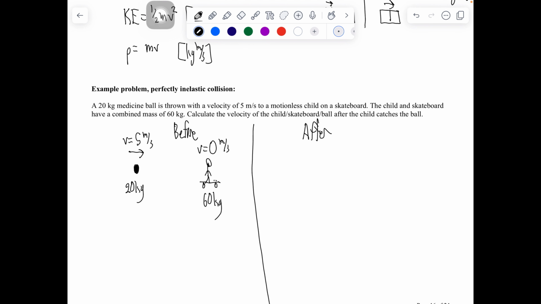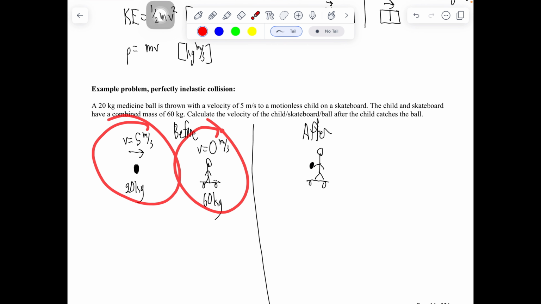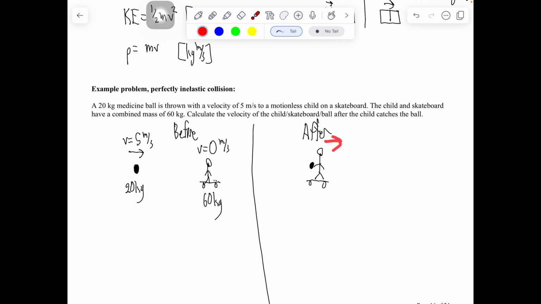In our after picture, we say the child catches the ball. We want to calculate the velocity of all of them, the child, skateboard, and ball, after the child catches the ball. Well, what does this mean? Afterwards, we don't have two separate objects anymore. Now, the child has caught the ball. Here's the ball. Here's the child. They're holding on to the ball. They've caught it. They're still on their skateboard. Now, we can assume, we know, if the ball is moving to the right, the child catches it, they're going to end up moving to the right after they catch it. The question is, just how fast are they going to the right?